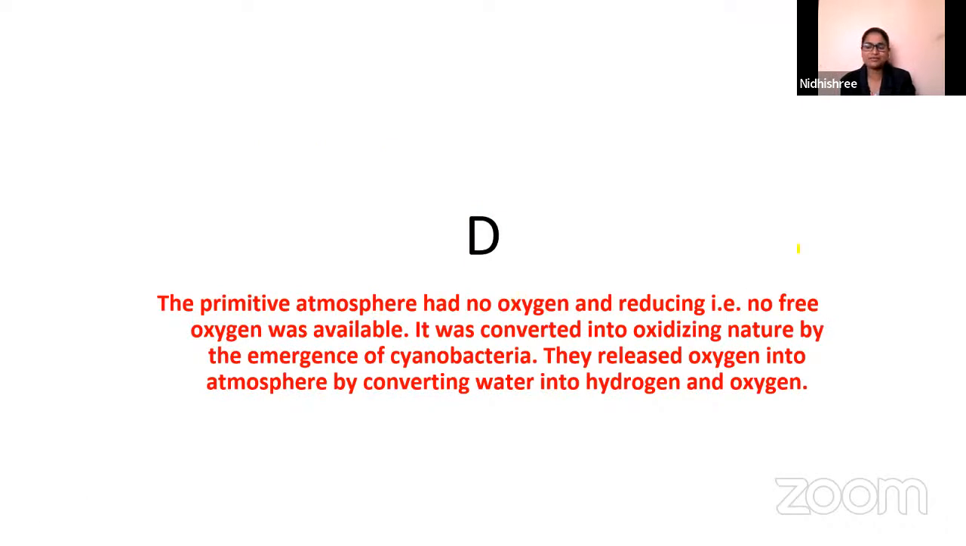Akash, can you read out the slide, please? Are you here, Akash? Yeah. The primitive atmosphere had no oxygen and was reducing, such that no free oxygen was available. It was converted into oxidizing nature by the emergence of cyanobacteria that released oxygen into the atmosphere by converting water into hydrogen and oxygen. Thank you, Akash, for your quick response. Fine. Option D is the right answer, guys.